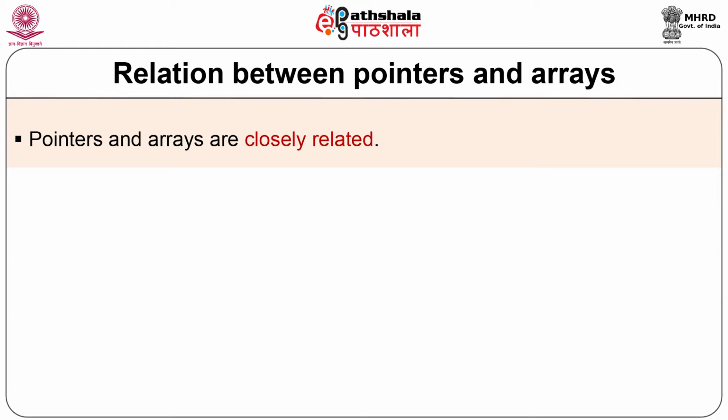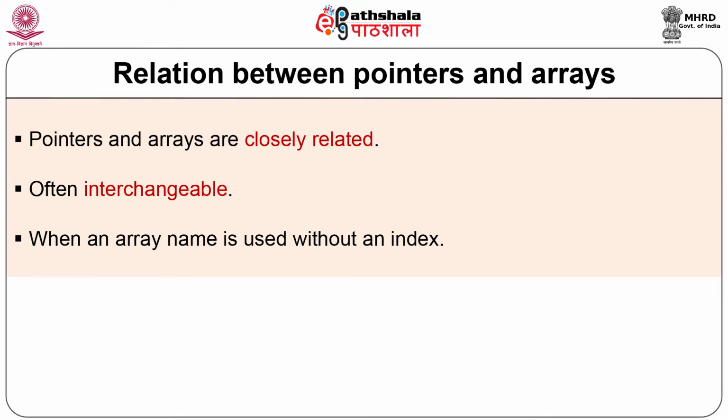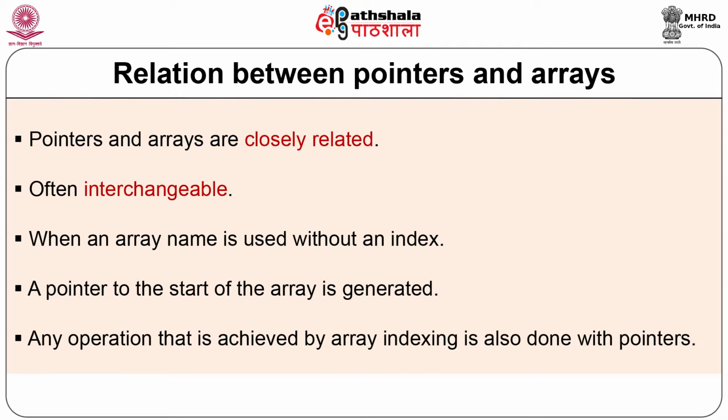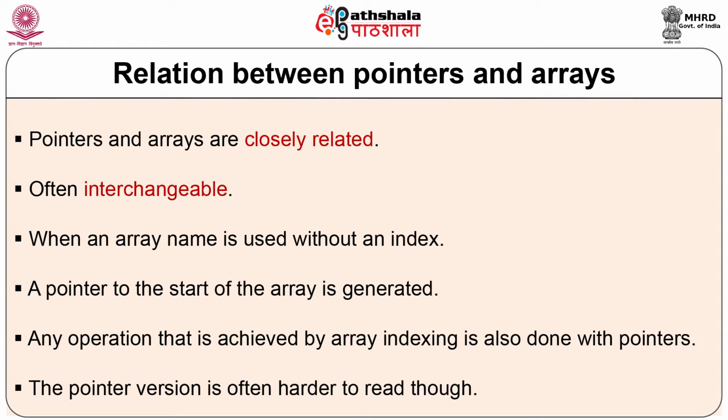In C language, pointers and arrays are closely related and often interchangeable. Means array can be written in terms of pointers and pointers can be written in terms of arrays. When an array name is used without an index, a pointer to the start of array is generated. Any operation that can be achieved by array indexing can also be done with pointers. Therefore, we can say it is interchangeable. Means arrays and pointers can be interchangeable. The pointer version is often harder to read through.